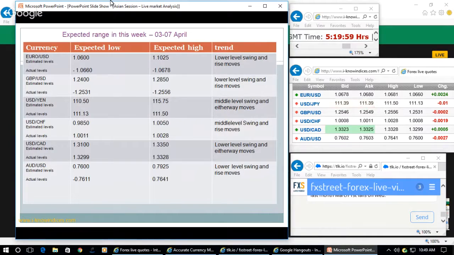The levels in which the currencies are expected to swing this week are shown here. Any question you can ask me.